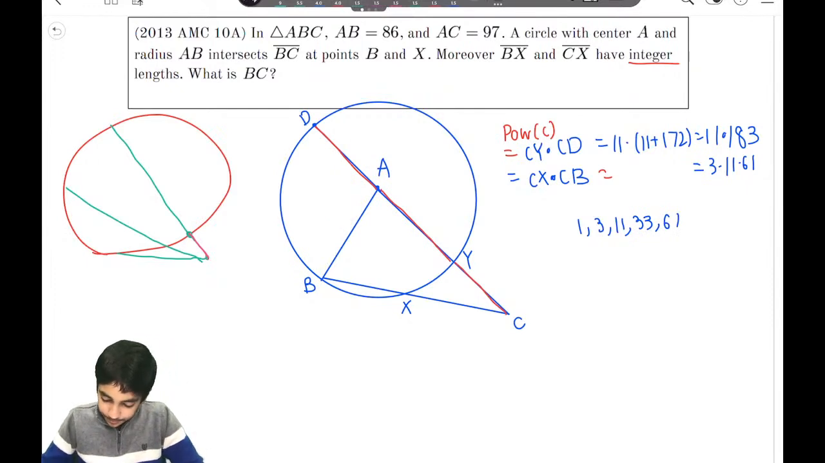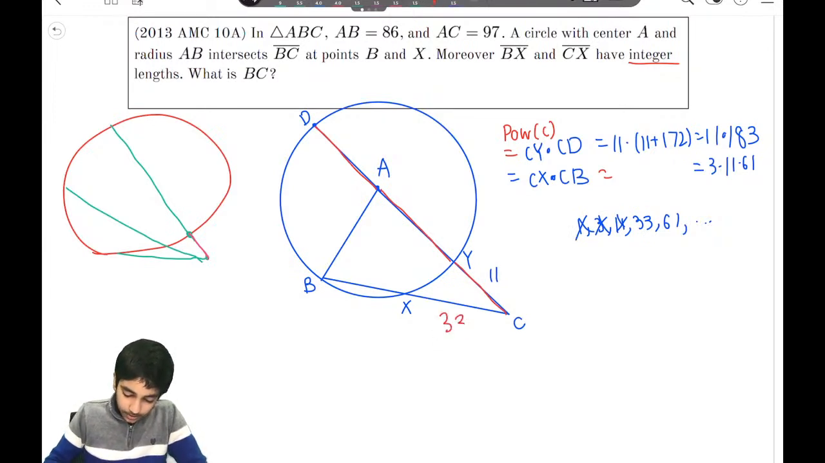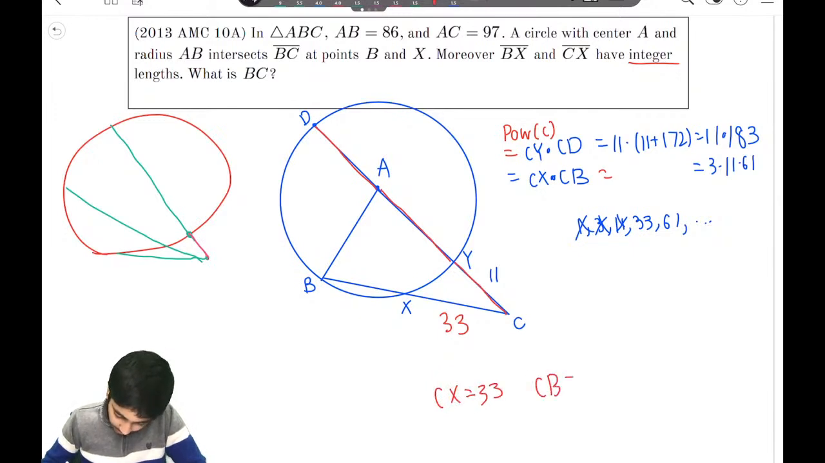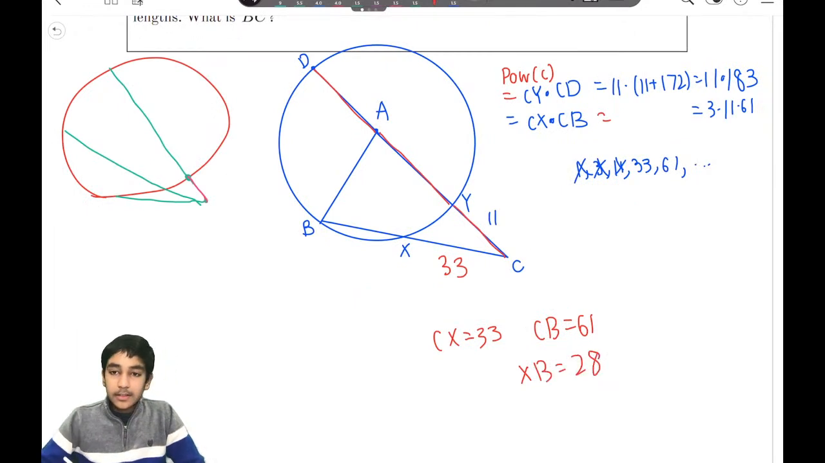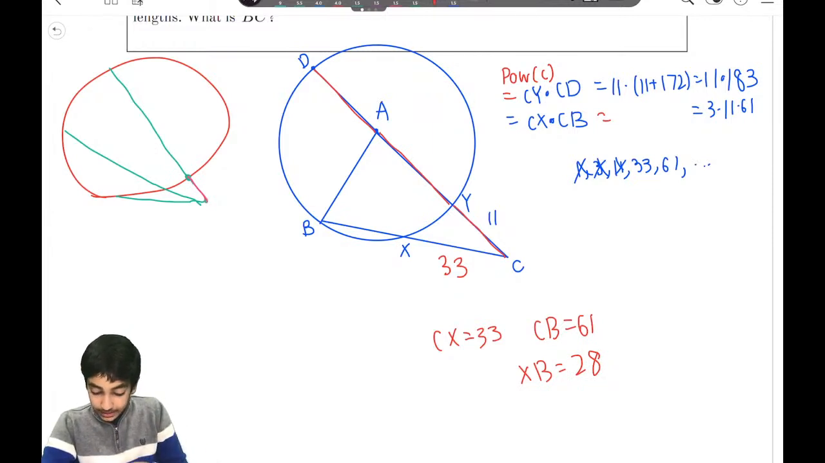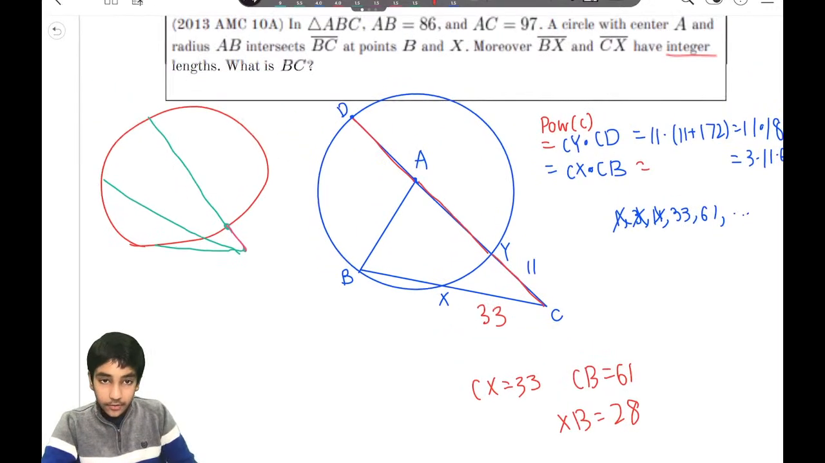So from here, we can see that the possibilities for CY again has to be greater than 11. So these 3 possibilities are ruled out. So the next possibility you can try is 33. So if CX is 33, we can see that CB will have to be 61, which means that XB is going to be 28. Sorry about that issue. Basically, the idea from here is that XB will have to be 28. So this actually does work from here.